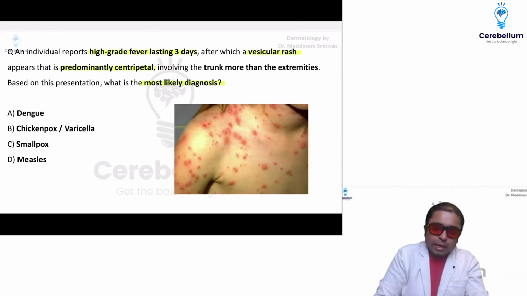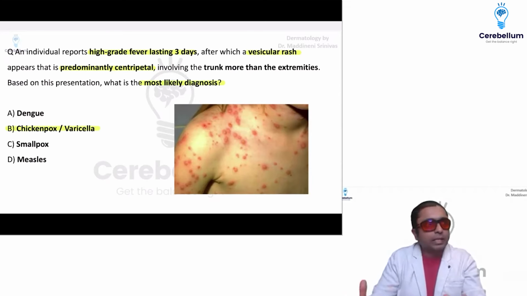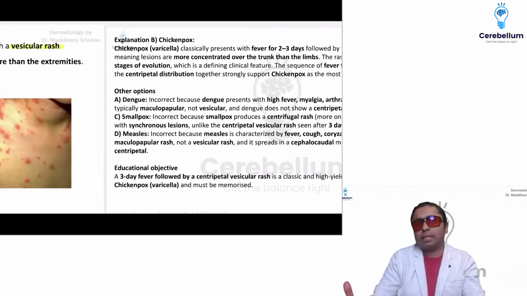Right, absolutely correct. It is varicella. I think chickenpox was not there. Varicella was given in the options. Yes, then that is the case. Varicella, because of varicella zoster virus.